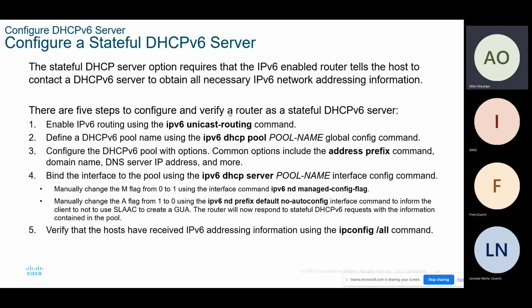So the same thing: enable IPv6 routing by saying ipv6 unicast-routing. All right. Then you need to define the DHCP pool name by creating the pool. Instead of saying ip dhcp pool and putting the name, you say ipv6 dhcp pool, then you put the name.